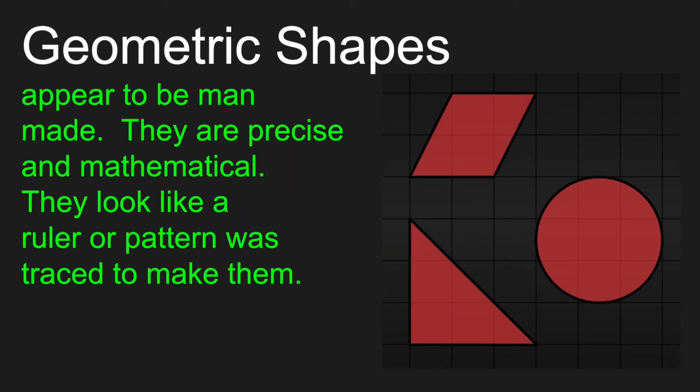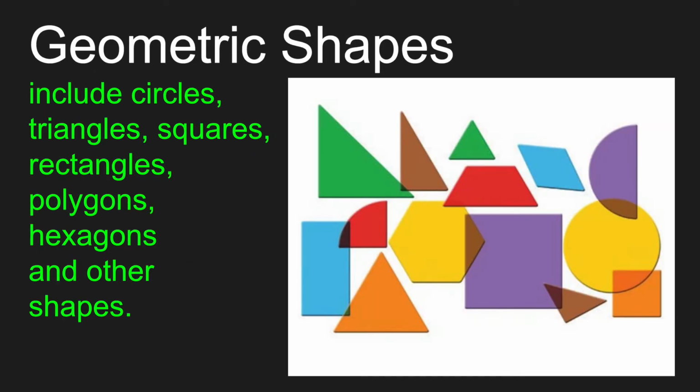On the other hand, geometric shapes appear to be man-made. They are precise and mathematical and look like a ruler or a pattern of some sort was used to make them. Geometric shapes, art is often related to math, and these geometric shapes, including circles, triangles, squares, rectangles, polygons, hexagons, and other shapes, are specific mathematical shapes. Have you ever heard of a subject called geometry? Well, that's where we get the word geometric for our shapes in art. Geometry is a study of shapes in mathematics.